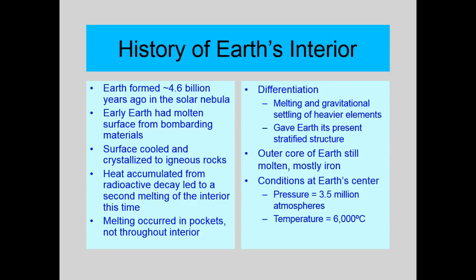So you'll see, we'll talk about all this. It gave the earth its present stratified structure. Okay? Well, we're going to talk about that in a minute, so I won't go into more detail now. The outer core of the earth, now this is way, way deep. The outer core is still molten, still melted. Mostly iron, not totally iron.